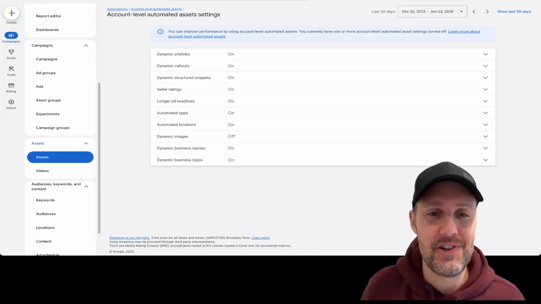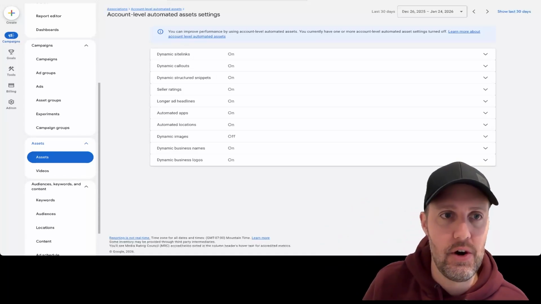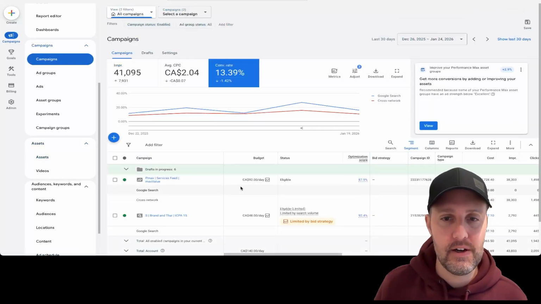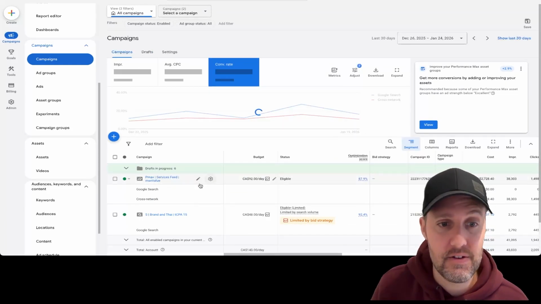Okay, well, let's jump in and take a look at performance segments. So let's jump back to the campaign view here. And instead of segmenting by network, I'm going to segment by, let's say, device first.